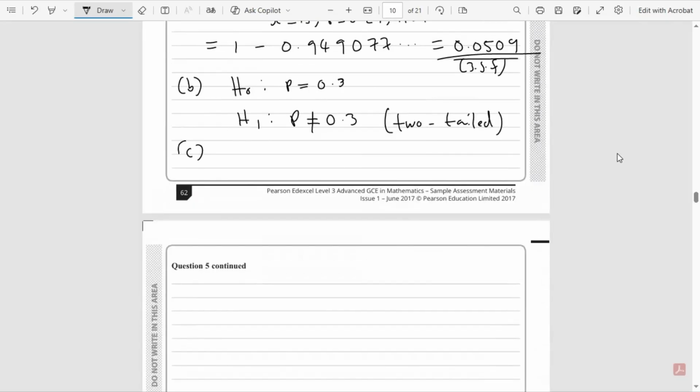Let's just start part C here. So 10% two-tailed test. So that means you need to split the 5% into the upper tail and split 5% in the lower tail.